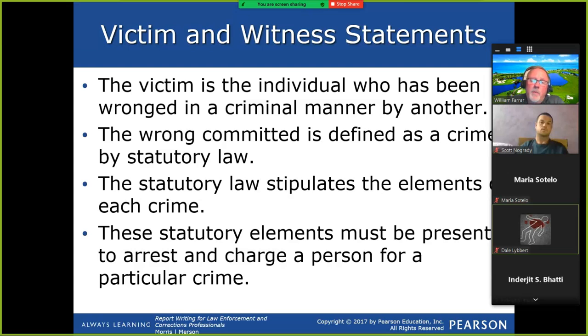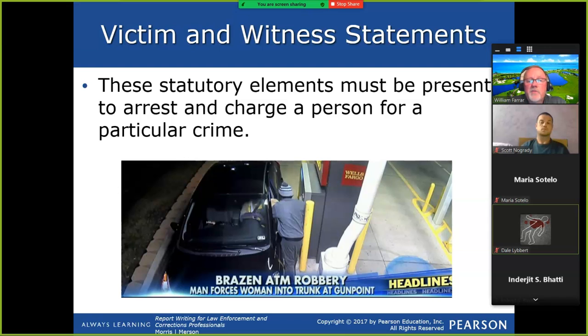The victim, this one is probably a little simpler because, again, this is the individual who has been wronged in a criminal matter by another. The wrong that is committed is defined as a crime by statutory law. Statutory law stipulates the elements of each crime. And these statutory elements, which means written statutory, okay, must be present to arrest and charge a person for a particular crime. So remember, as you're writing your reports, make sure that you're writing in a way that you can meet the elements if all the information is there.